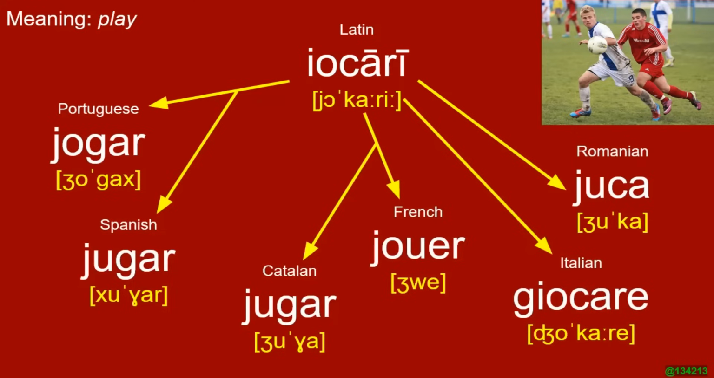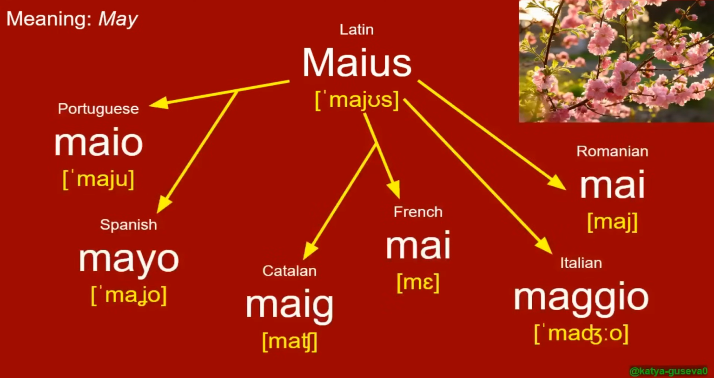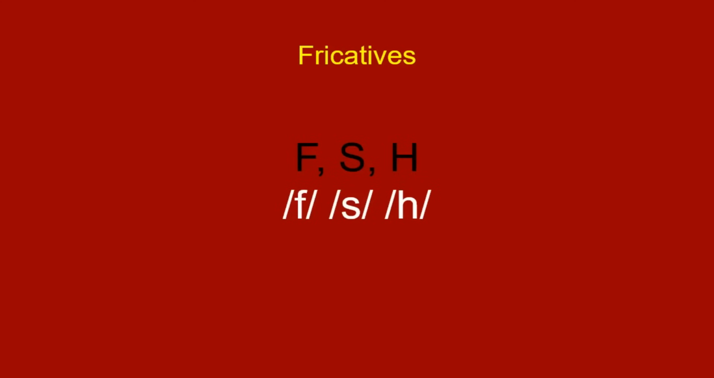Meanwhile, in the middles of words, it still became j in Italian and ch in Catalan, but otherwise it pretty much stayed ye, except in Spanish where it slightly intensified to ye, and French where it somehow merged into the surrounding vowels. So in Latin there was maius, and that gives us modern Italian maggio, Catalan mach, Spanish mayo, French me, Romanian mai, and Portuguese maio. Alright, we've gotten to the fricatives, and there are only 3 of them, so let's do this.